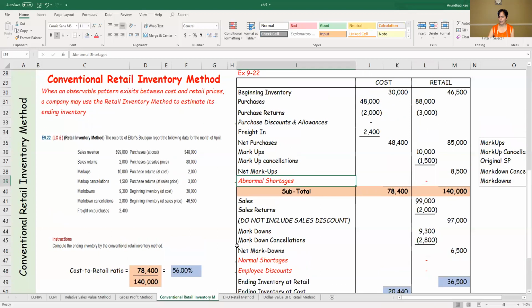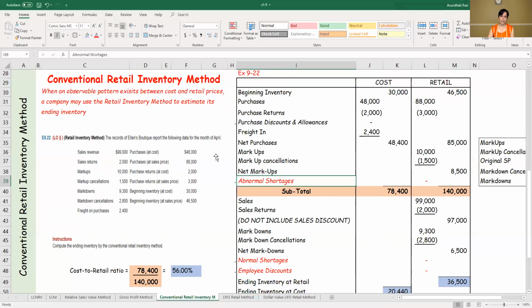So this is the simplest of the methods in the retail inventory methods of estimating our ending inventory. This can again be done only if you have an observable pattern, which most retailers tend to have. They can use this method.